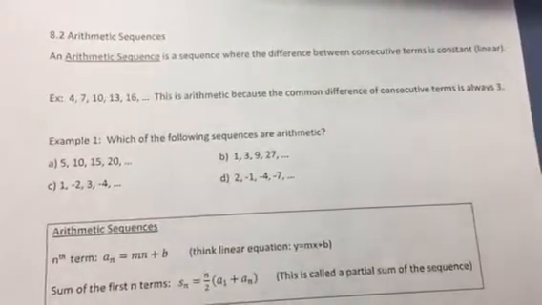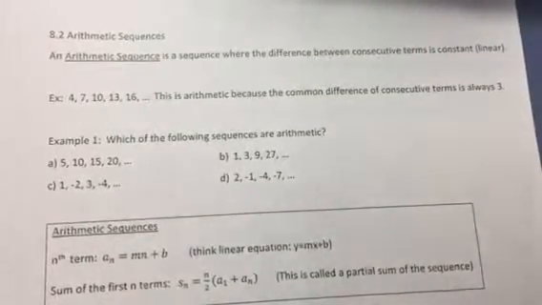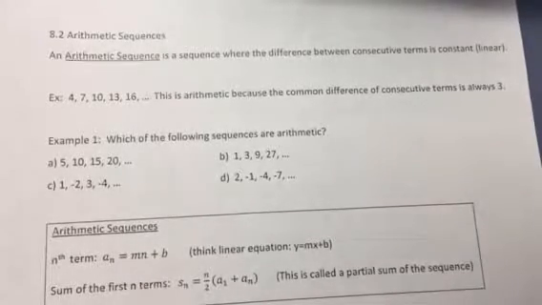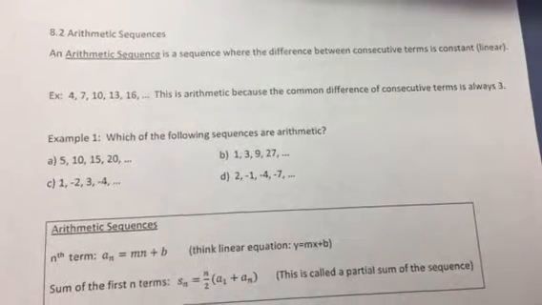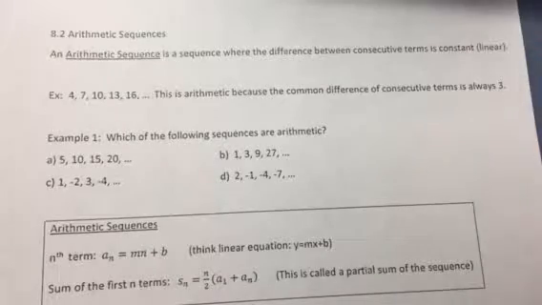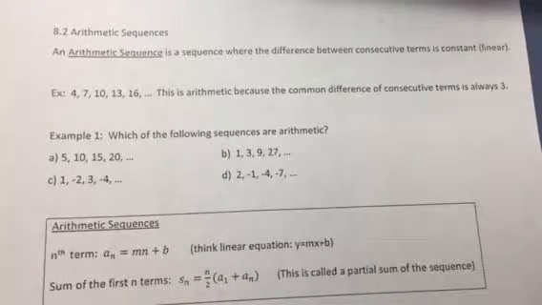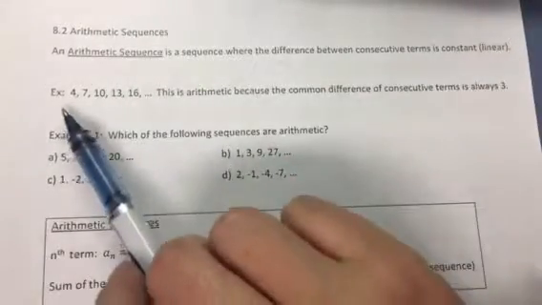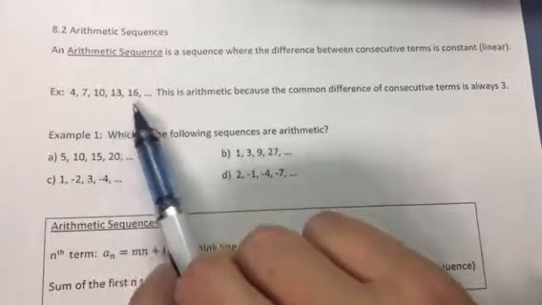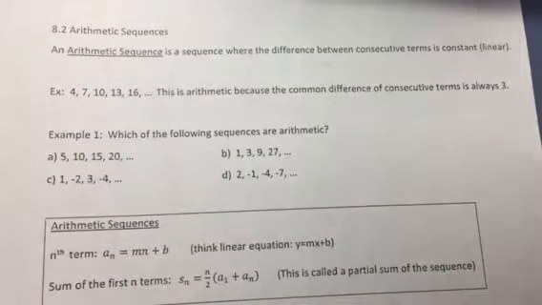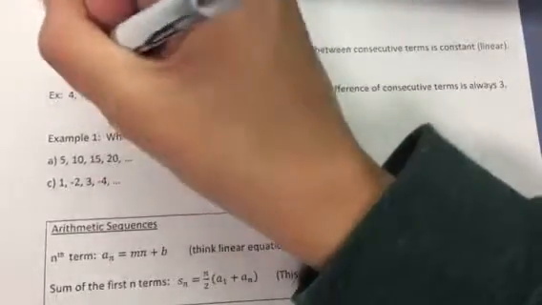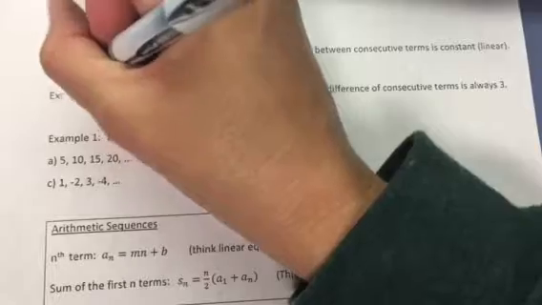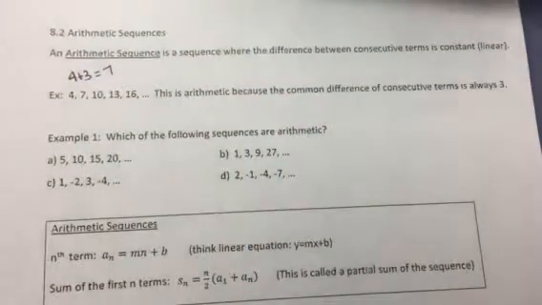All right, we're in the back side of the notes, and now we're going to talk about topic 8.2 from your book, Arithmetic Sequences. An arithmetic sequence, which I referenced in the first video, is a sequence where the difference between consecutive terms is always constant. In this example, 4, 7, 10, 13, 16, it's arithmetic because the constant difference is always 3. Another way of saying that is you could add 3 to the previous term to get the next term.